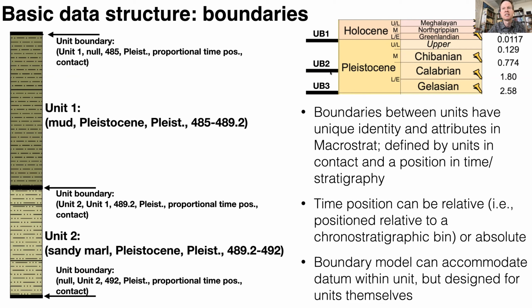The time position can also be absolute. The boundary model can accommodate datums within a unit. It's really designed for the unit boundaries themselves, but the model underlying it can accommodate something like a first appearance datum. In this case, the boundary would be established at 482.2 meters, and it would be contained within unit 1, and it might have an absolute time position or a relative time position.